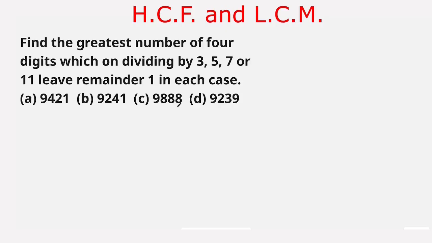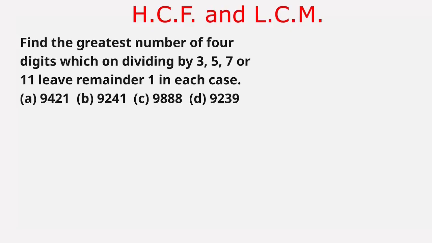Option C, if we subtract 1 from 8, it ends with 7, which is not 0 or 5. So option C cannot be our answer. Option D, if we subtract 1 from 9, we get 8. So option D is not ending with 0 or 5 after subtracting 1 from it.